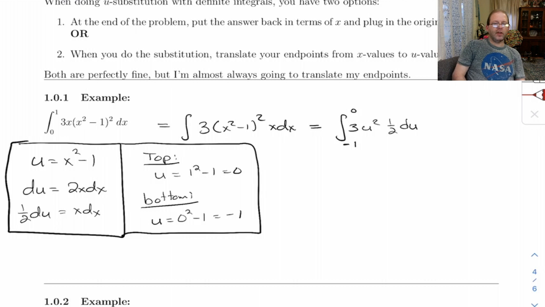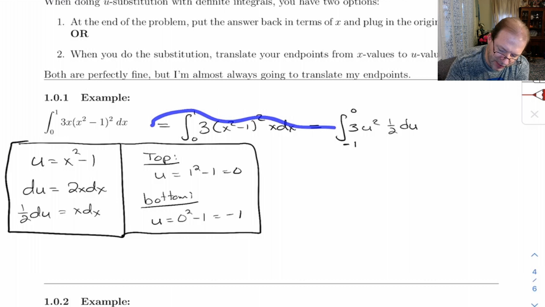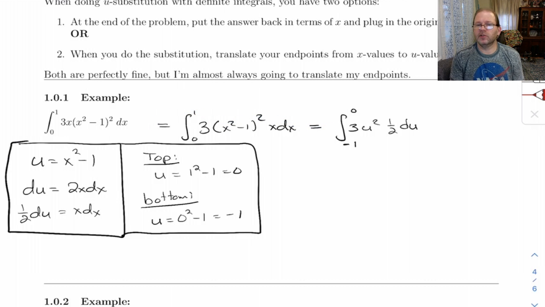Now, I guess on that 1 in the middle, I should leave that as 0 to 1 because that's still an integral that has x for its variable. Typically, if you have a few steps in the middle where maybe you've got a mix of x's and u's, it's fine with me if you just leave the endpoints off during that part of it. So what we've done here is we've just translated it into this integral over here.